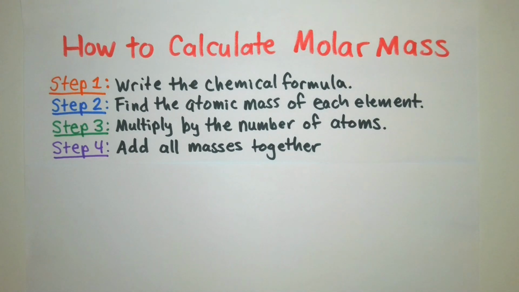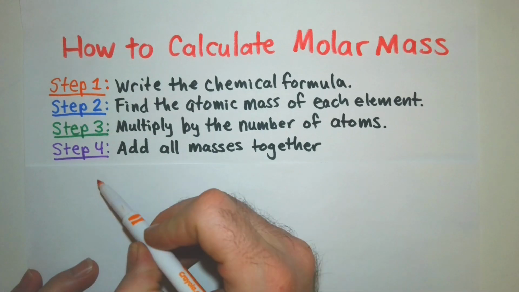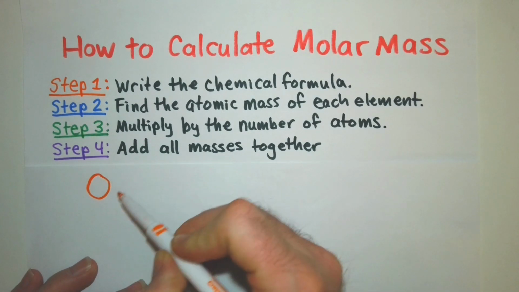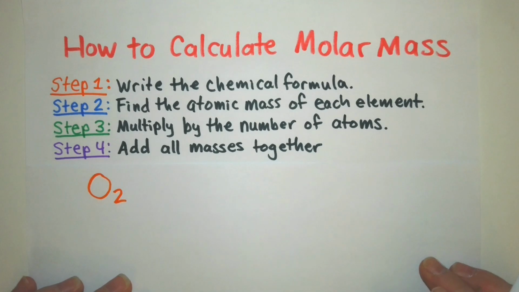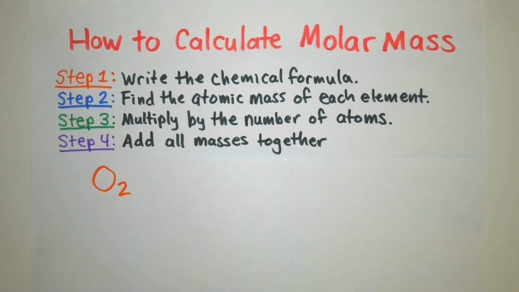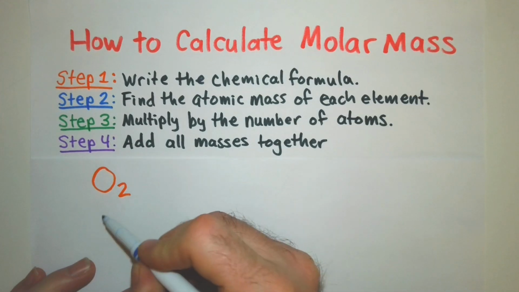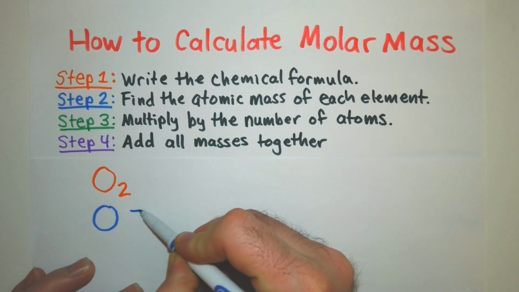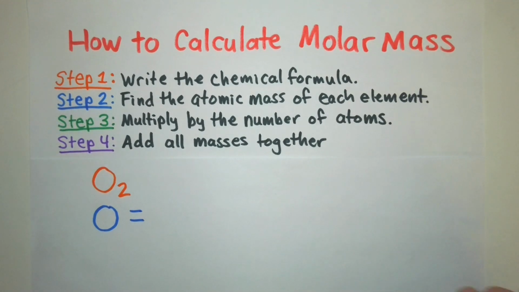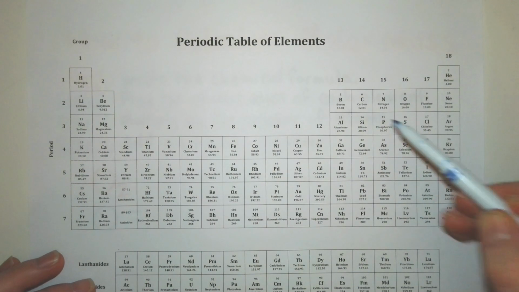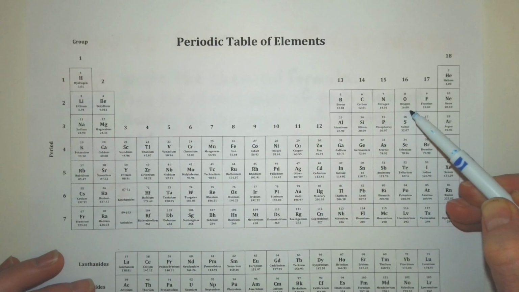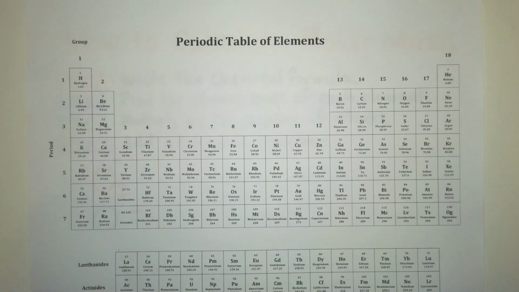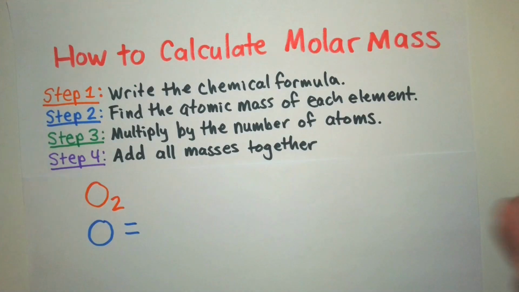So, since we are doing oxygen gas, let's go ahead and write that chemical formula. O2. Alright, so there's just one element in this molecule. So we have oxygen. And so we need to find the atomic mass of that oxygen. So I'm going to grab my periodic table. And for oxygen, we're going to use this one a lot in chemistry. We have 16 grams per mole for its atomic mass.